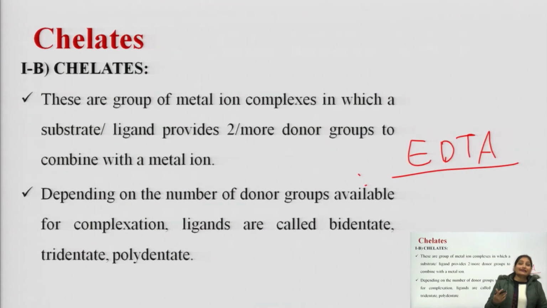Okay. So, next is chelates. Chelates are a group of metal ion complexes in which a substrate or ligand provides 2 or more donor groups to combine with the metal ion. The only difference between metal complexes and chelates is that in metal complexes, ligands can provide only one site to combine with the metal ion, but in the case of chelates there is availability of 2 or more donor groups to combine with the metal ion, and depending upon the number of donor groups available, the ligands are called bidentate, tridentate, polydentate.